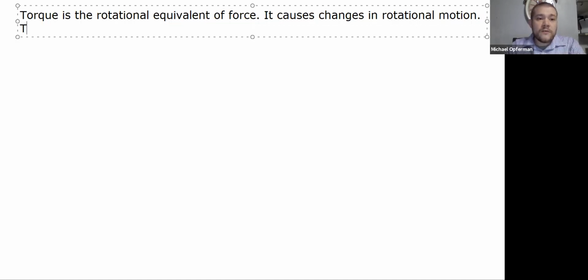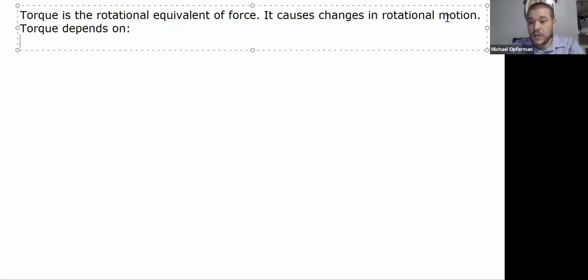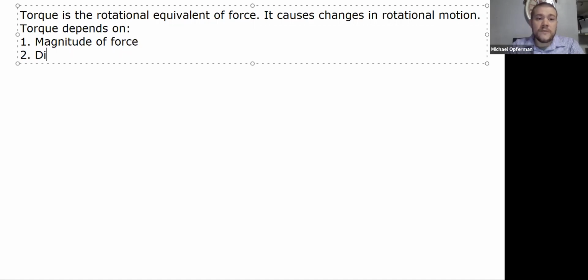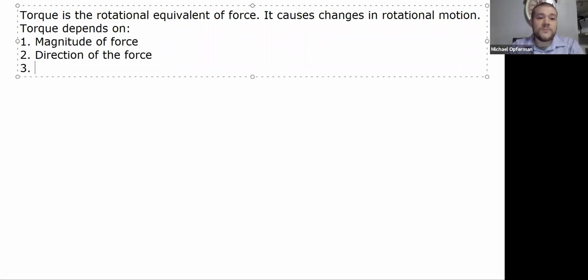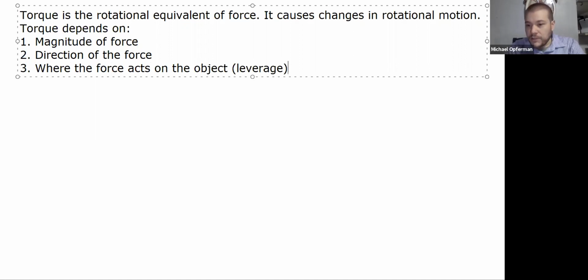So the amount of torque that's exerted depends on a number of different things, just like moment of inertia depends on a number of different things. It depends on the magnitude of the force, obviously. It depends on the direction of the force. So the vector nature of the force is going to be important. It also depends where the force acts on the object, which is going to translate in everyday language into the amount of leverage that you have with the force, basically.